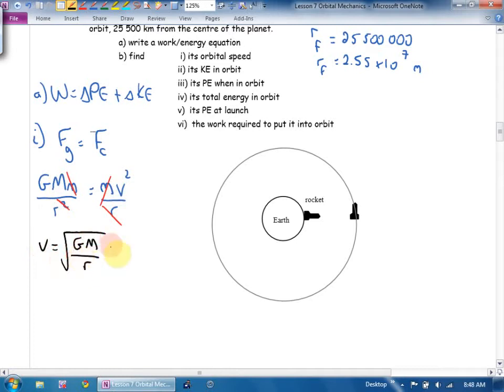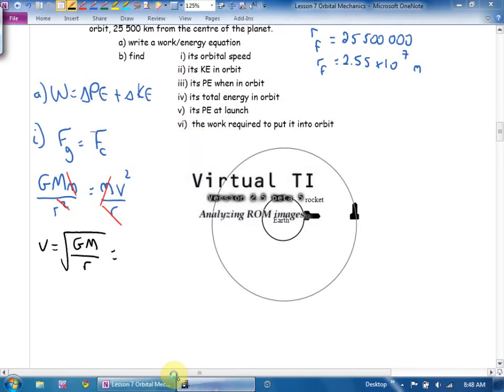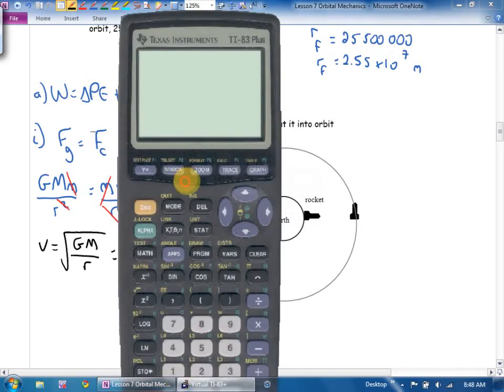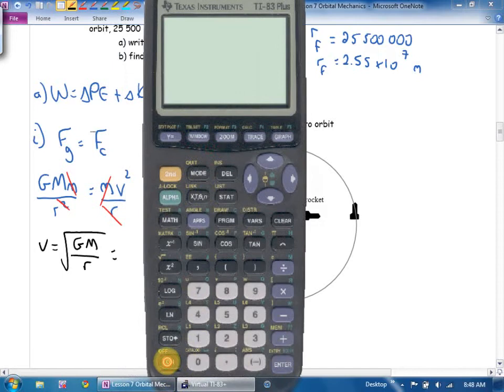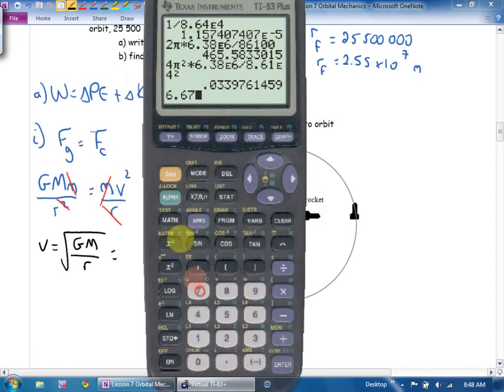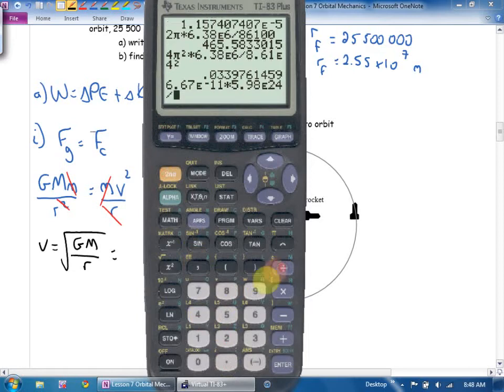I'm running out of room, so normally I would write the numbers out as well on a test, but since I see a bunch of questions on one page, I'm going to try and save writing. Let's see if we can go straight to our calculator here. It's going to be 6.67 times 10 to the negative 11 times 5.98 times 10 to the 24th divided by the orbital radius 2.55 times 10 to the 7th. Square root of that, baby.